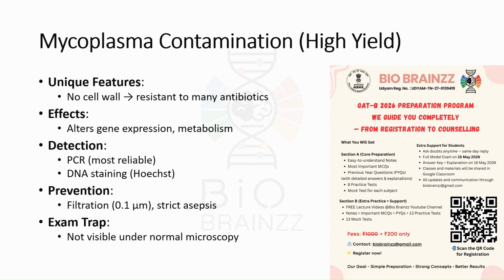Mycoplasma is a special type of contaminant that does not have a cell wall. Because of this, it is resistant to many antibiotics and difficult to detect. It can affect cell metabolism and gene expression. It cannot be seen under normal microscopy. So, special methods like PCR and DNA staining are used. Prevention requires strict aseptic conditions and proper filtration. This is a very important exam topic.